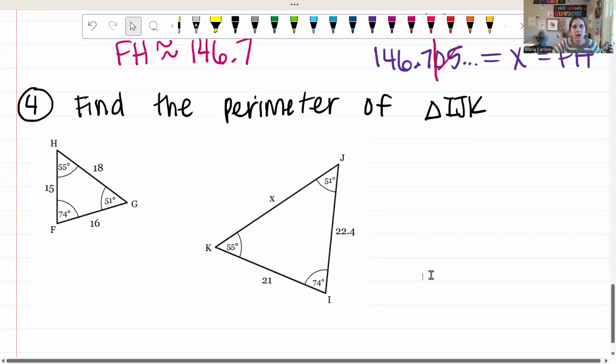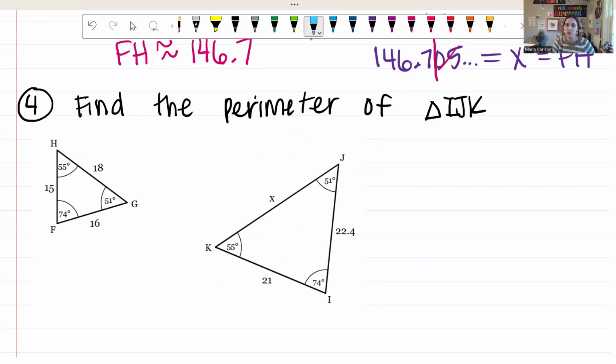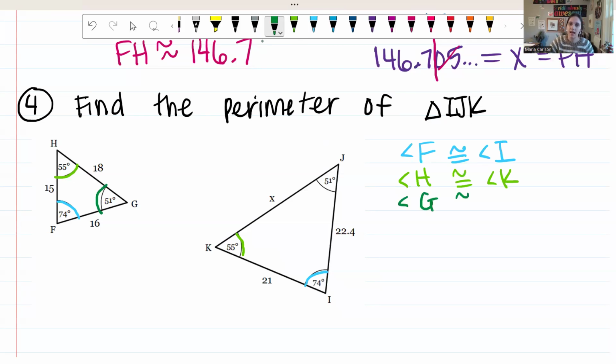All right, so I actually don't know anything about these two triangles. I see I have triangle FGH or FHG and then triangle IJK. So let's start comparing these angles. Angle F is 74 degrees, and so is angle I. So angle F is congruent to angle I. Angle H is 55 degrees, and so is angle K. So those two are congruent. And lastly, angle G is 51 degrees, as is angle J. So those two are congruent.